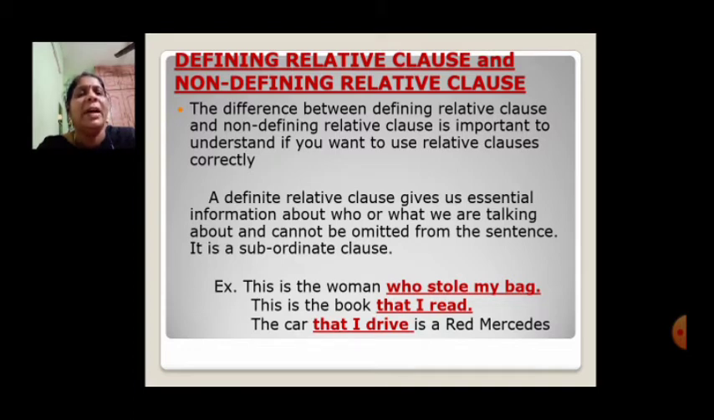So "the car is a red Mercedes" does not make sense. So the car that I drive is a red Mercedes. So in these three cases, if you remove the defining relative clause, will it make sense? It does not make sense. So a defining relative clause is very important to a sentence because it gives the essential information. What do you mean by essential? Important information which is very useful, without which the sentence becomes incomplete. So this is about the defining relative clause.